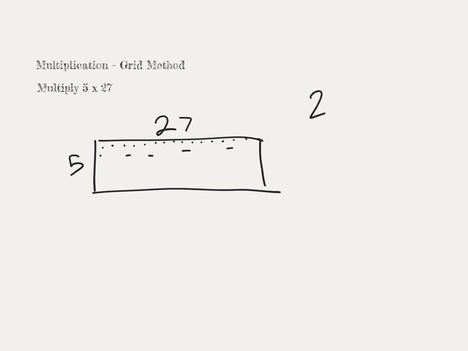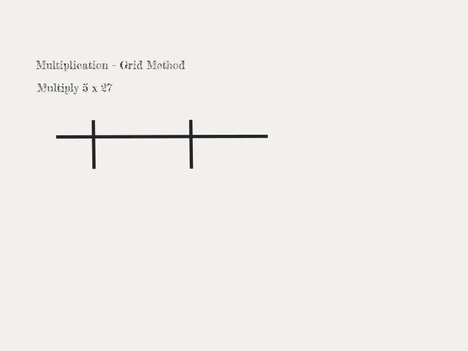Now usually we do it in a column. However, there is another way. It's called the grid method, and what the grid uses is partitioning. So I'm going to split our two numbers up into tens and ones. So let's look at our first number, 27. I'm going to split that into 20 and 7. And then our other number is 5.